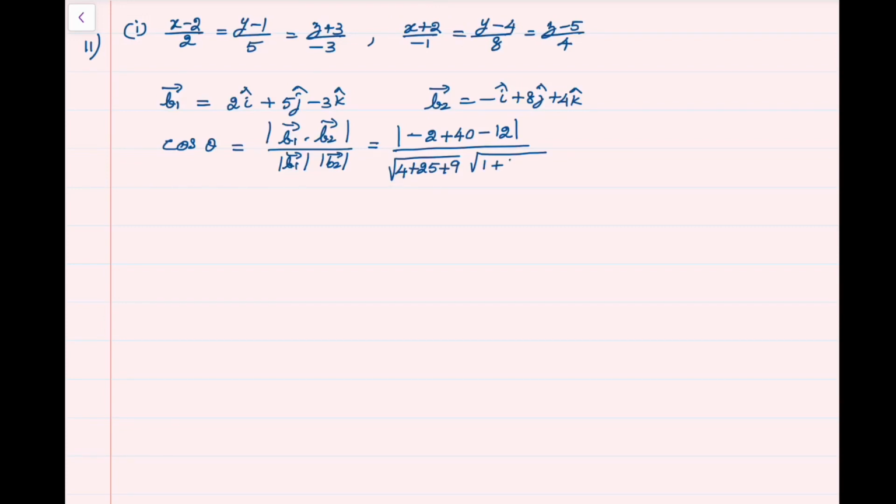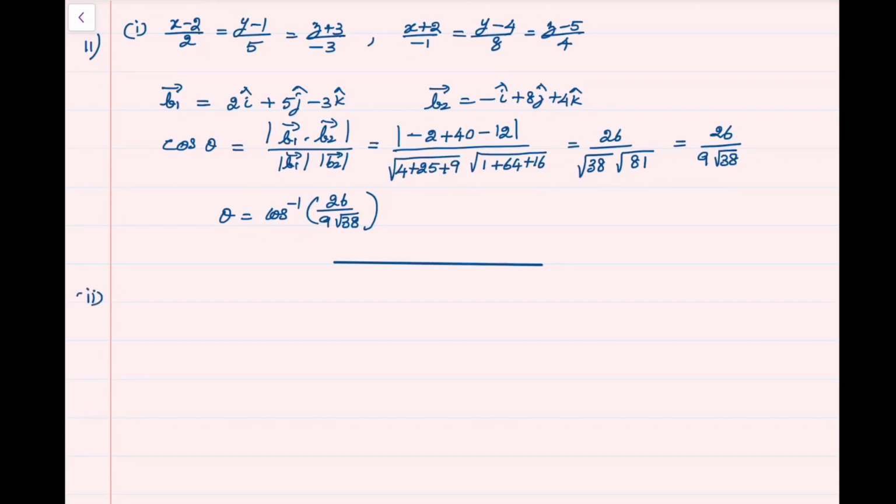minus 1 square plus 8 square plus 4 square, which is equal to 40 minus 14, 26 divided by root of 38 times root of 81, which is equal to 26 divided by 9 times root of 38. Therefore, theta is equal to cos inverse of 26 divided by 9 times root of 38.